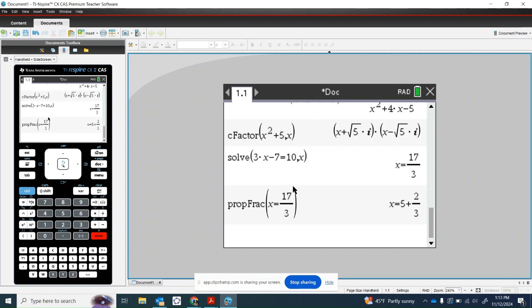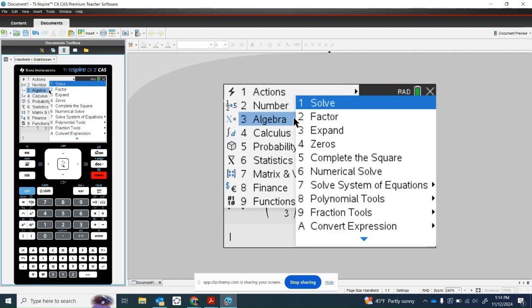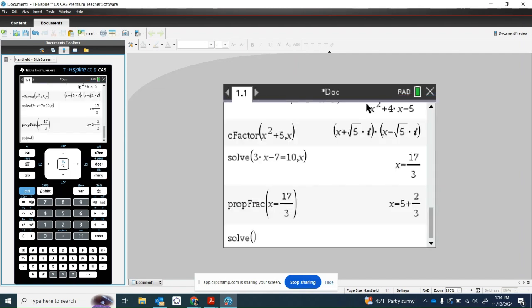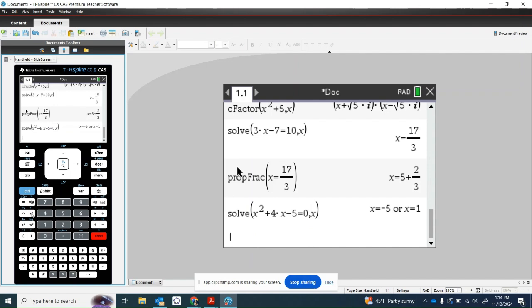So we can write it as a mixed number. But really, any formula I have here, distribution, anything that I wanted to solve for, I could solve using that solve equation. So I could even do a quadratic. So algebra, solve. So x squared plus 4x minus 5 equals 0. Solve for x. X is -5 or 1. So it will do all of that for me.